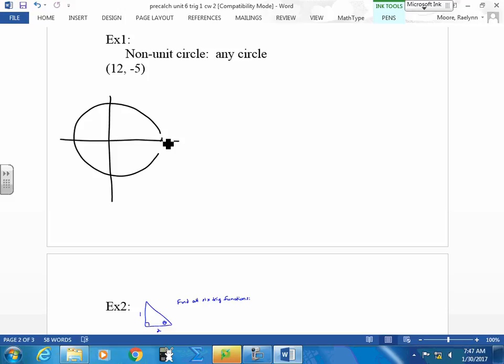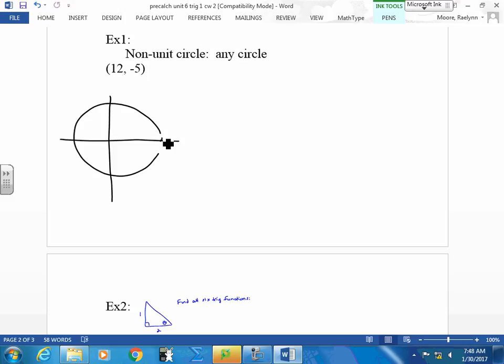Does that help? It can't what? It still can be a negative. I can have a negative number there. What quadrant is that point in? The 4th quadrant. Because 12 is more than 1, so it can't possibly be a unit circle.